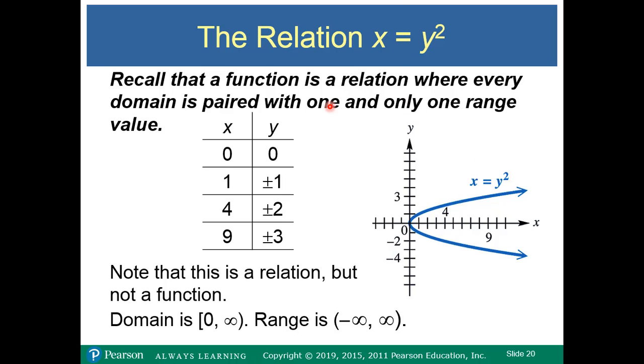So now, again, look at this relation here. Now we're saying x is equal to y squared. Now recall that a function is a relation where every domain is paired with one and only one range value. So for every x value, for each individual x value, there is only one y value. But in this case here, we've got more than one y value. So this is not a function. It is a relation, but not a function.